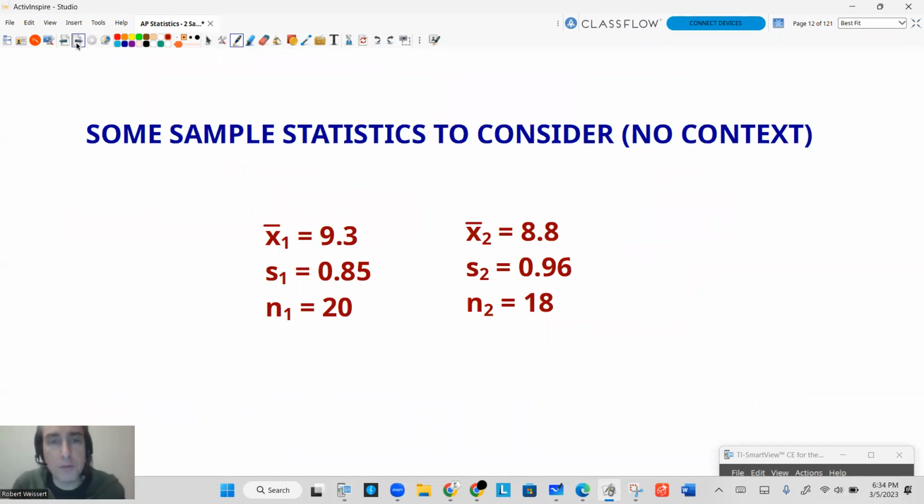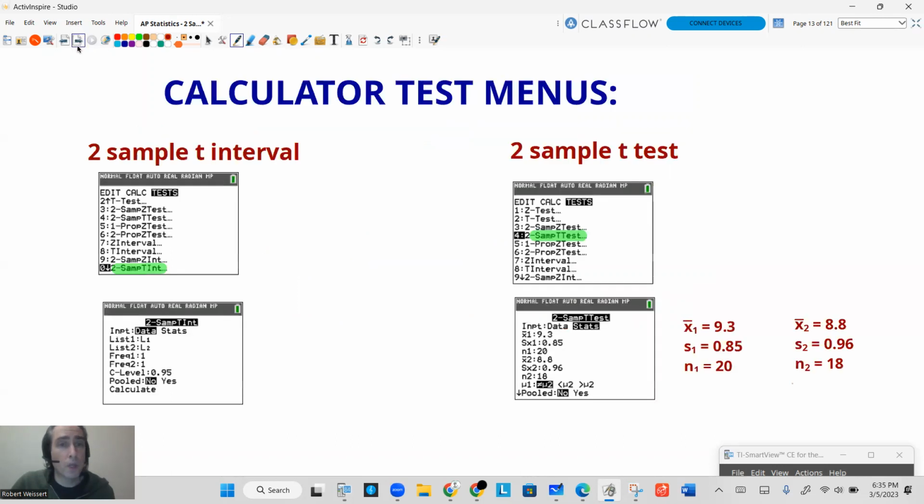But let's play with some numbers. We're just going to see if we can enter the data in the calculator and get the interval, the test statistic and p-value without adding context at the moment, because I feel like the context kind of weighs it down a little bit more. So write these numbers down. X bar 1 equals 9.3. The standard deviation of that sample is 0.85, and the sample size is 20. And for X bar 2, we have the mean of 8.8 and the standard deviation of 0.96 with a sample size of 18. So what we're going to do first is calculate the interval and the test.